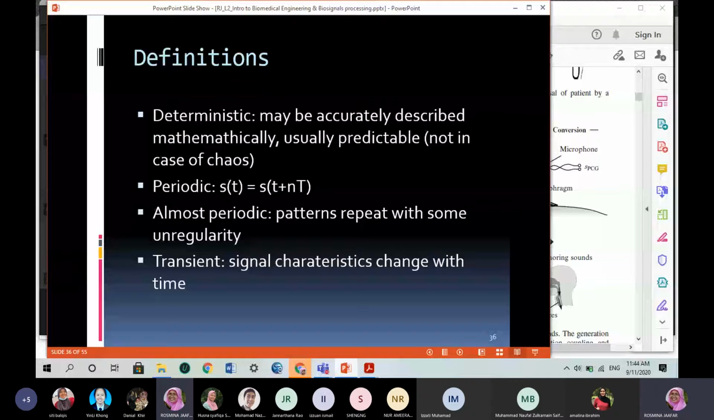Almost periodic, the patterns repeat with some irregularity. It is not actually periodic, but it has an irregular pattern in the signal. So that's why it is not totally periodic. It's called almost periodic. Transient signal has the characteristic that it changes with time.